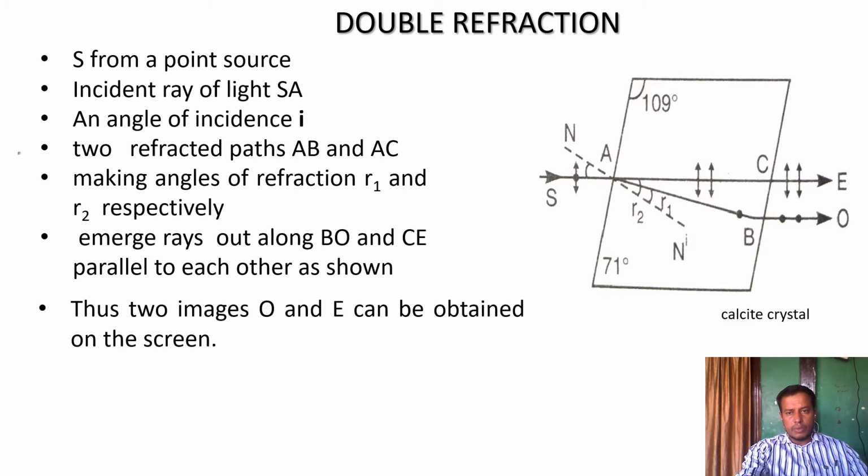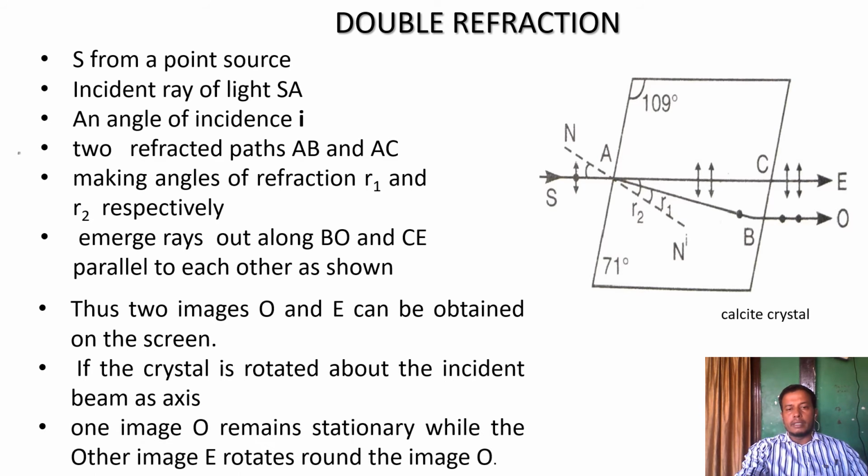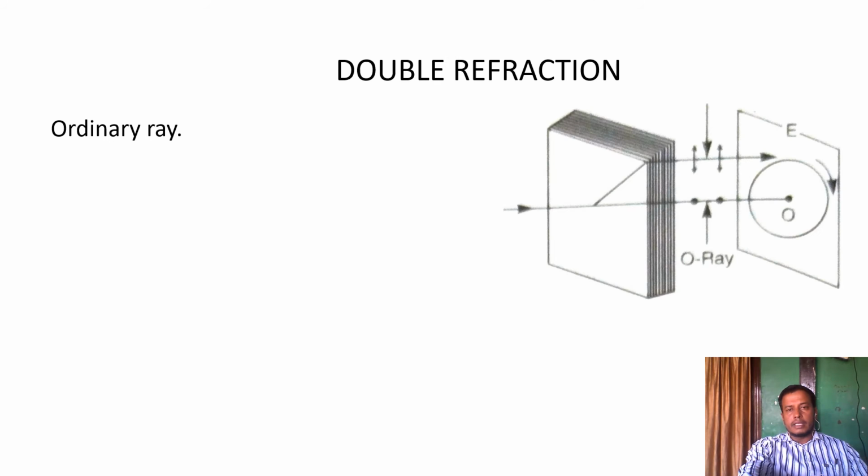and their images on the screen are got at O and E. When the crystal is rotated about the incident direction, you can see that the O image does not rotate, it stays fixed at a particular point, but the extraordinary ray rotates around the ordinary image. This is the explanation. Let's see what the ordinary ray is, why it does not rotate, and why the extraordinary ray rotates.